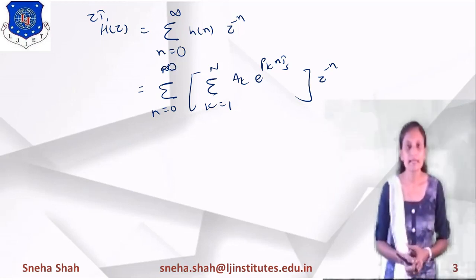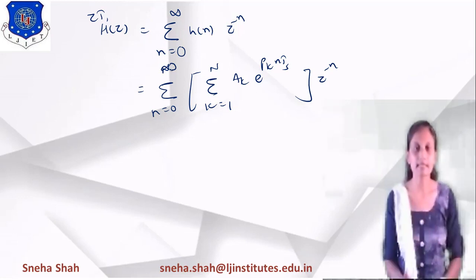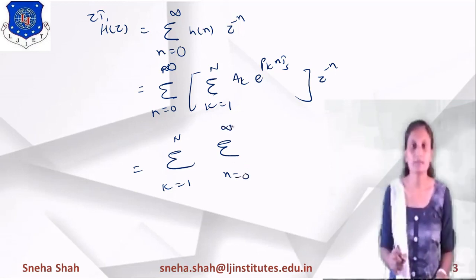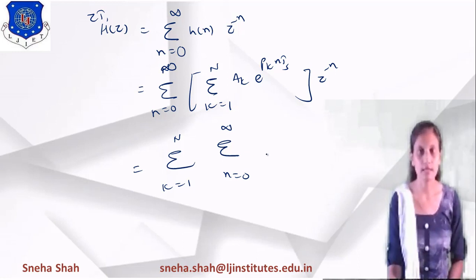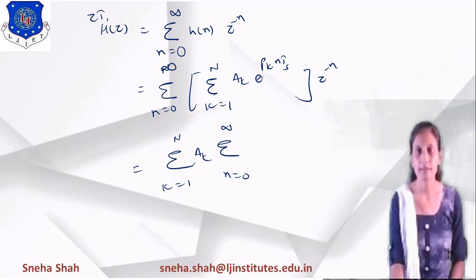Now the next rule arrives here. If there are two summations, we can interchange the order of these two. So it becomes the summation k equals 1 to n, and then the summation n equals 0 to infinity. The terms that contain n go inside the inner summation, and the others come outside. Starting with this Ak, there is no n in it, so it will be outside of this summation, and we write it here. Now in this term n will be there, and over here also n will be there.